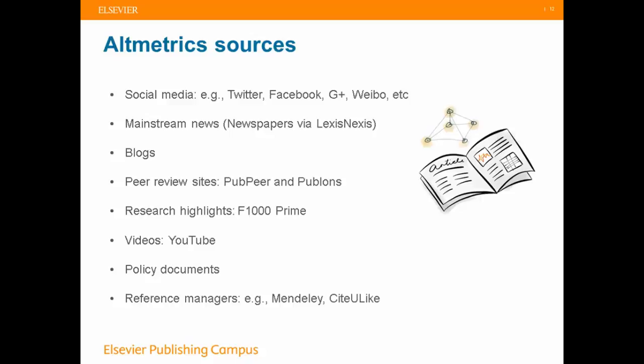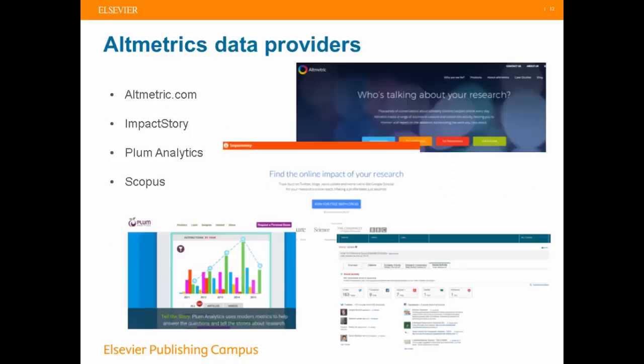Historically, the altmetric sources is what I mentioned: social media, Twitter, Facebook, mainstream news, blogs, peer review sites, videos, policy documents, and reference managers. And it's not only altmetric.com that provides altmetrics data. You also have Impact Story. There's another team called Plum Analytics, part of a bigger company called EBSCO, and we do have Scopus metrics within the Elsevier organization, which I show you in a minute with some more details. All of these services are for free.